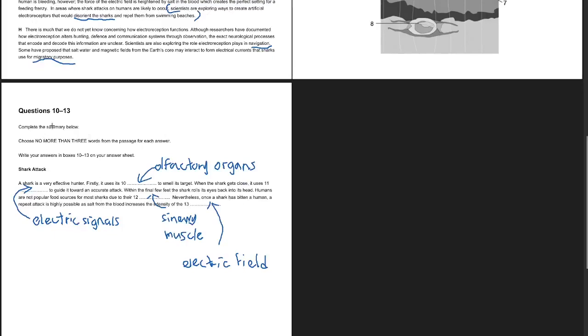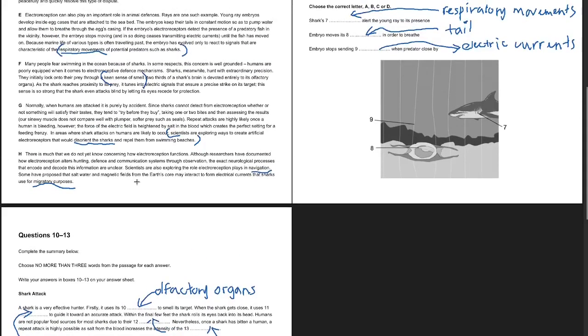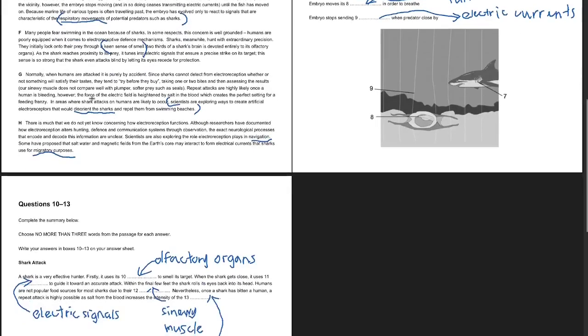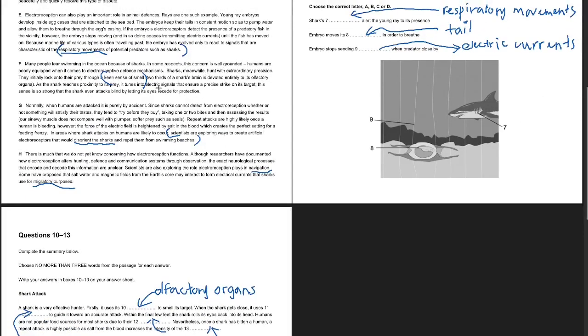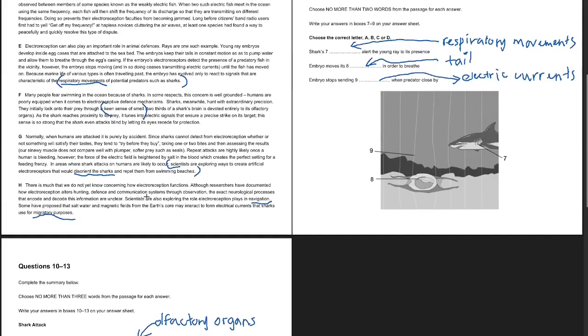And then for the last 4 questions, they actually end up coming from 2 different paragraphs. It could be the top, it could be the bottom. In this case, it's on the bottom. So shark attack would be under basically F and G. You can see here, first thing it uses its olfactory organs because it says smell its target. If you look here in paragraph F, it says keen sense of smell because 2/3 of a shark's brain is devoted entirely to its olfactory organs. So these organs are the ones that help the shark to smell things, right?